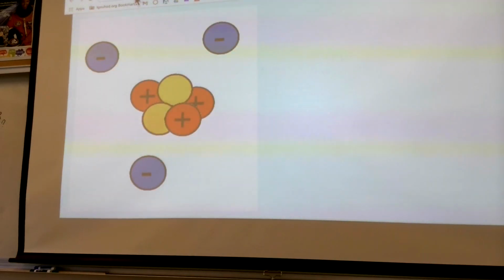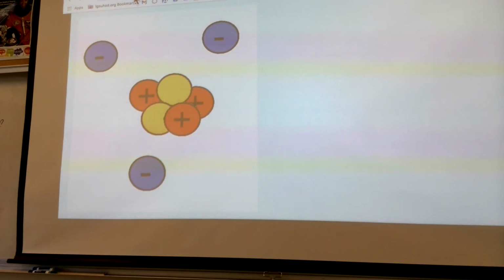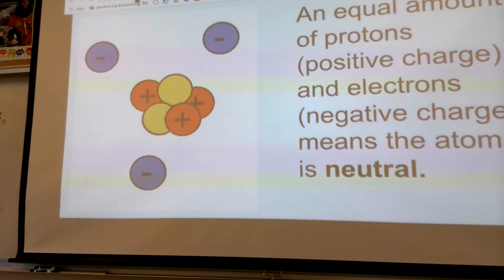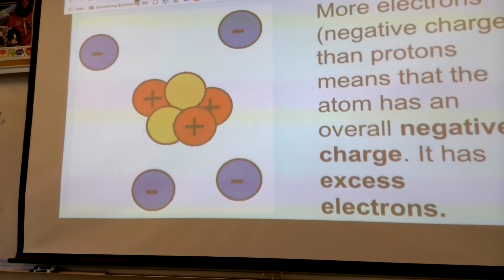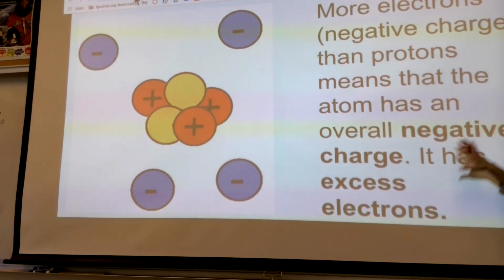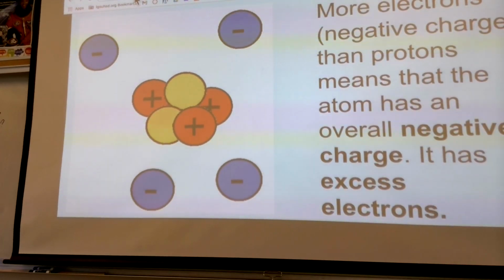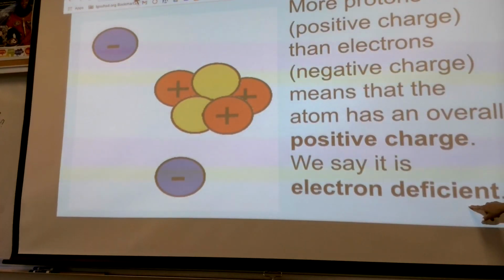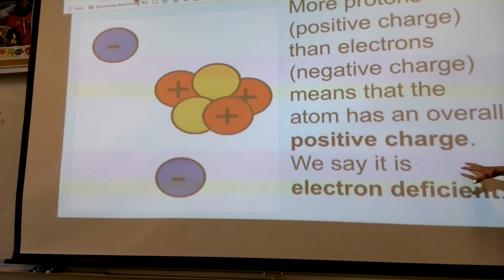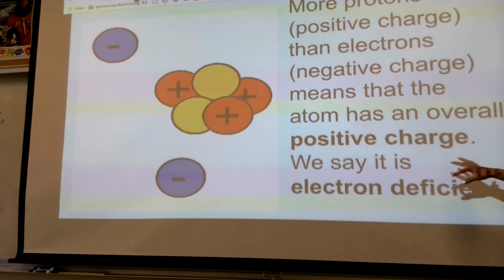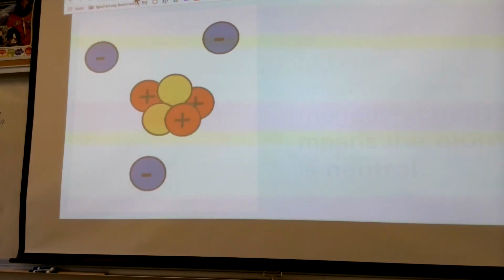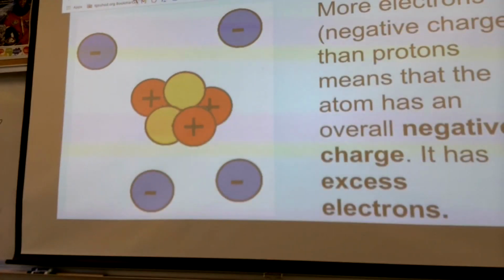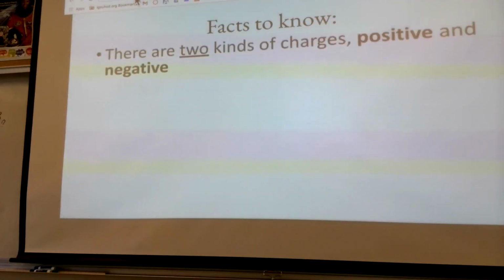Here we've got the same amount, and like I stated, this would be considered neutral, meaning the same amount of protons and electrons. And then here we've got a negatively charged object because there are more electrons than protons. So this is what we consider an excess of electrons, whereas the previous one we considered electron deficient. We never talk about proton deficiency or excess protons. We only consider electron movement, and so that's why we focus on the electron deficiency or the excess of electrons.